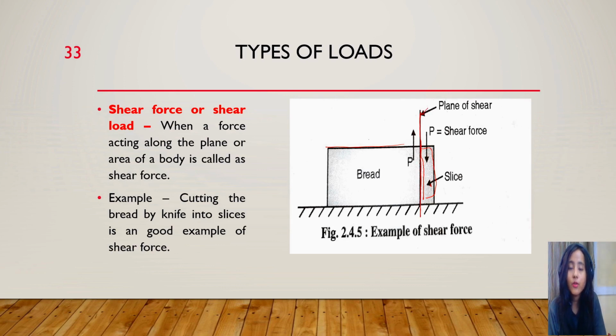When I put a knife along this plane, there will be a resistance. This part where I'm holding it with my hand, I'm applying a force here with the help of my hand. This part will be pushing upward when I apply the knife downward, right? So there will be two forces going in two opposite directions. One will be going upward, one will be coming downward towards the slice. In such cases, a shear force will be produced. Example is cutting the bread by a knife into slices, right? So this is the example here.